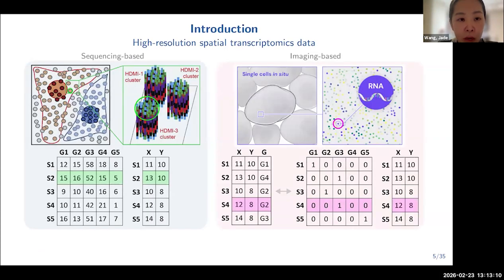Then we'll talk a little bit more about how the data looks for subcellular or high resolution spatial transcriptomics. On the left-hand side, I'm trying to show how the sequencing-based high-resolution spatial data looks. If you are familiar with them, this is something very similar. As shown in this cartoon, we have a tissue slice. Here we have two cells.